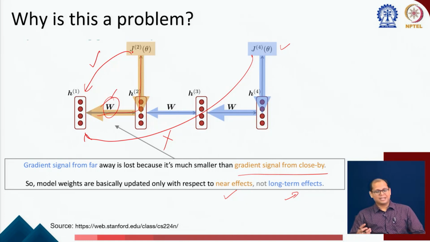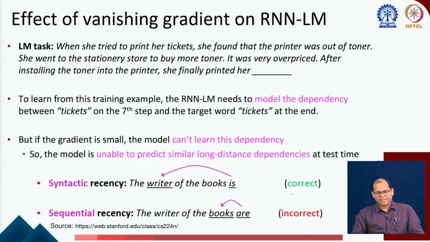Now why is that a problem in language? Here are some examples of what can happen in a language. We also talked about this earlier. You cannot define the context window very easily, saying that I will only update this word based on the previous 7 words or 6 words. So let's read this sentence. When she tried to print her tickets, she found that the printer was out of toner. She went to the stationery store to buy more toner. It was very overpriced. After installing the toner into the printer, she finally printed her, and we can get, okay, she had to print her tickets. So it should be tickets in this case.